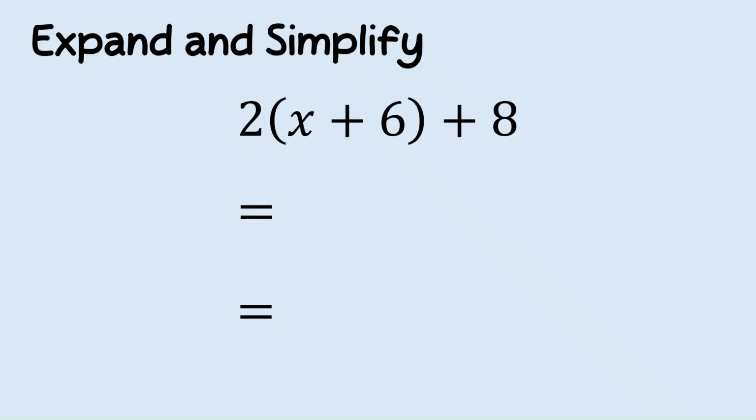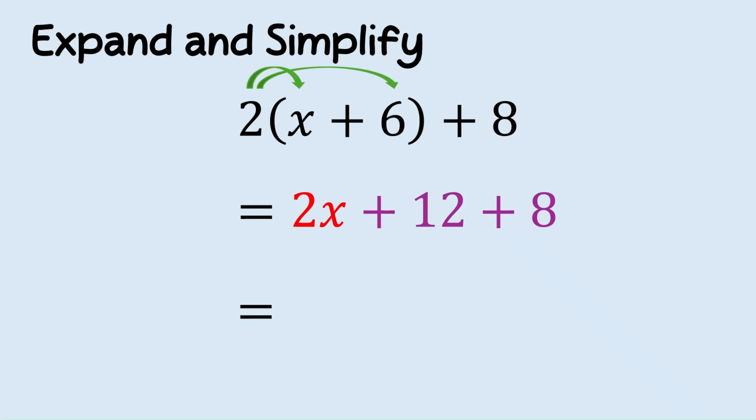In this example, we're asked to expand and simplify 2(x + 6) + 8. So we start by expanding our bracket, and we start by doing 2 times x, which gives us 2x. We then do 2 times 6, which is 12. We see we've also got a plus 8, which is not inside the bracket, so we don't need to multiply this by anything. So we just bring the plus 8 down.